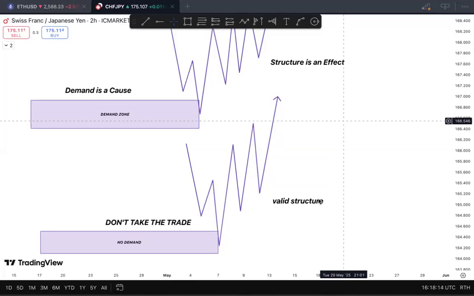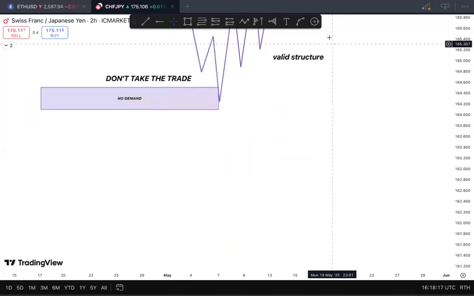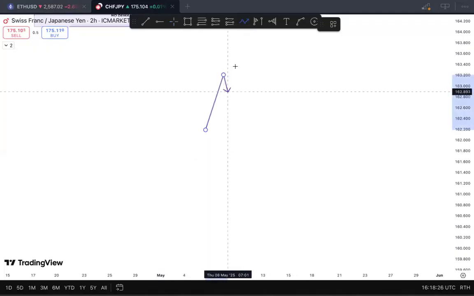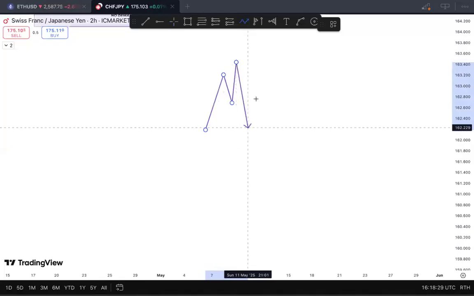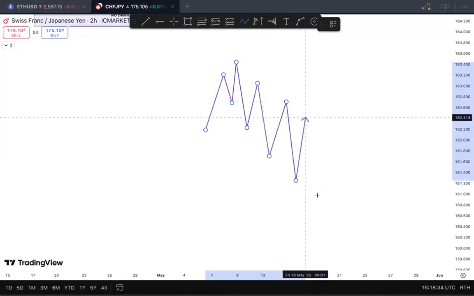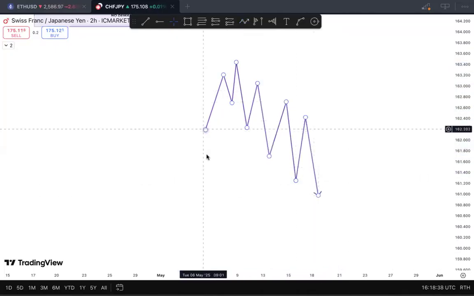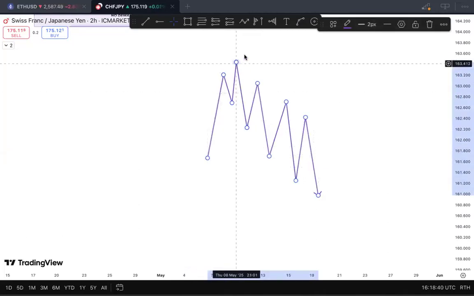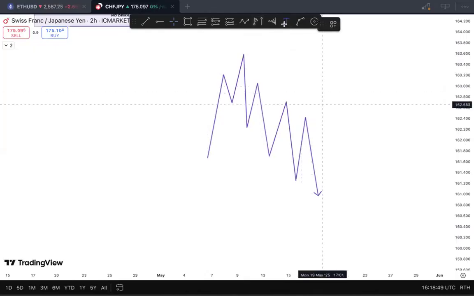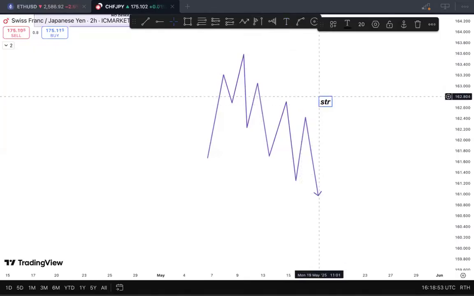So I just showed you the demand. Now let's go to the supply. The supply is on a sell structure. On a sell structure, we have a valid structure. This is an effect. Structure is an effect. Take note of that.